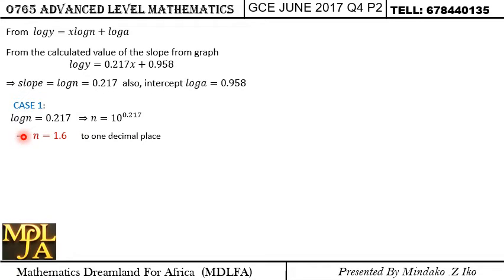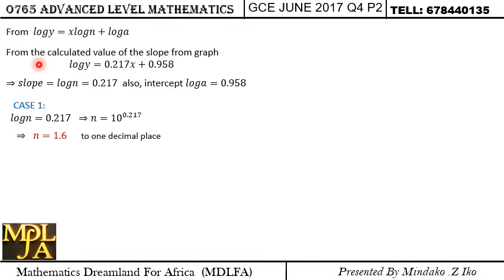All right, so if I take my calculator, let me just do it. Let me take 10 raised to the power 0.217. So my answer is 1.648. But the question said we should leave our answer to one decimal place. So to one decimal place, we have 1.6. This point here, as I earlier told you in the question, is very, very important. If the question says to one decimal place and you put 2, you lose the answer mark here.